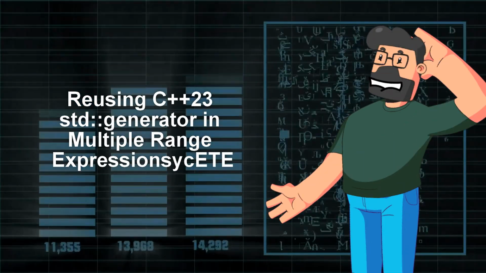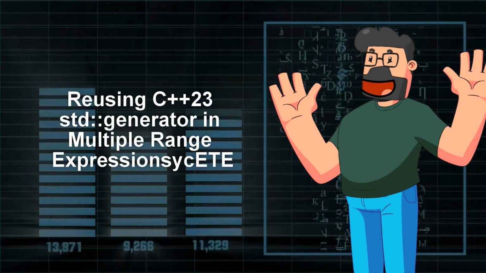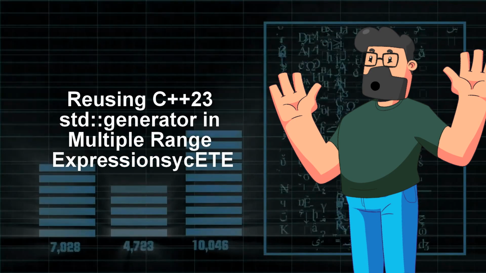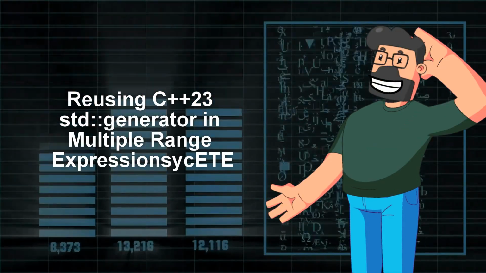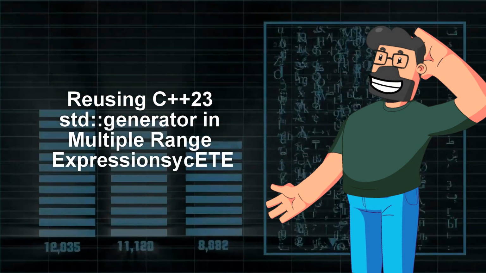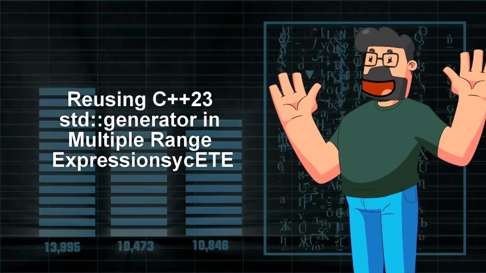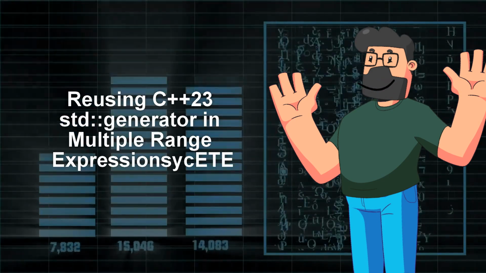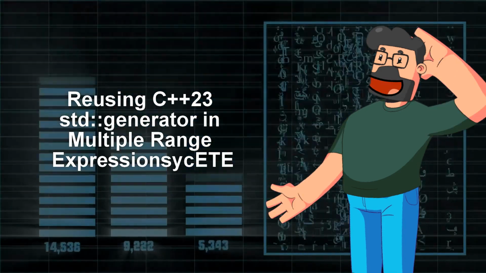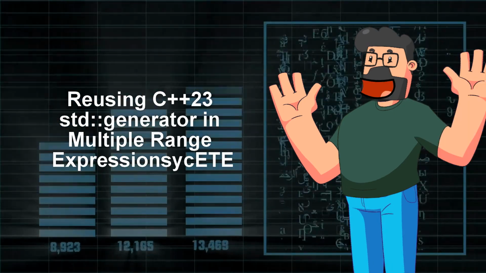The issue at hand involves learning how to work with C++ ranges, specifically regarding the usage of std::generator. If you're looking to create a custom sequence with a range view object using std::generator, you might run into a problem when trying to reuse the object in multiple expressions involving range operations. It seems like a tricky situation, but fear not, as we'll explore a solution together.